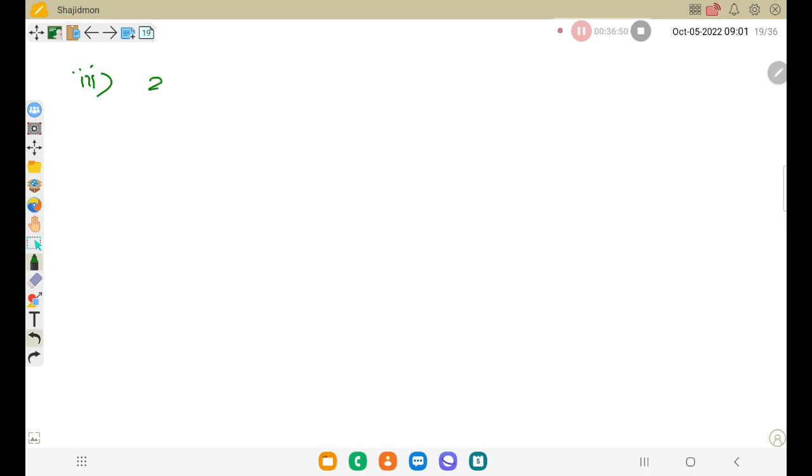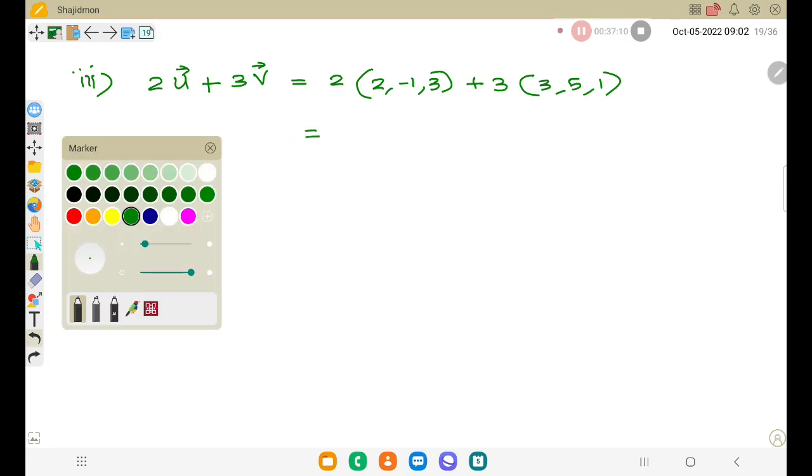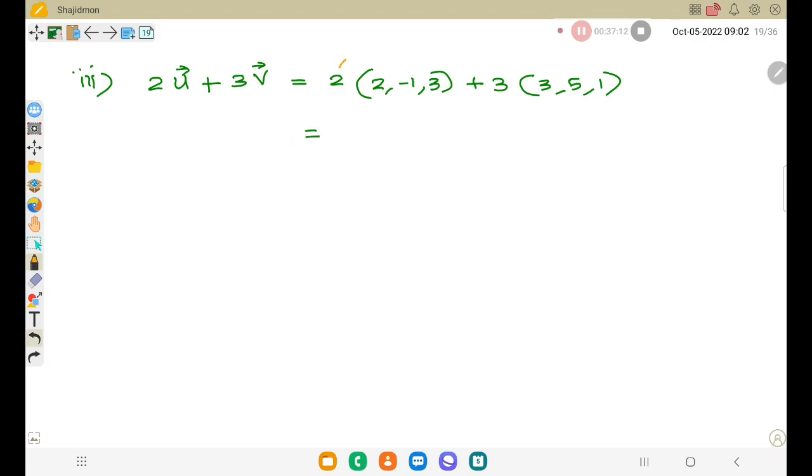We will do 2 times vector u plus 3 times vector v. That means 2 times vector u, which is (2, -1, 3), plus 3 times vector v, which is (3, 5, 1). Now you know how to multiply that number inside: multiply 2 with here, here and here. Same here also, multiply 3 inside.